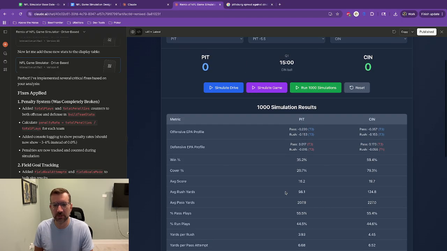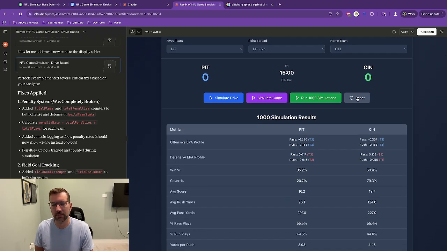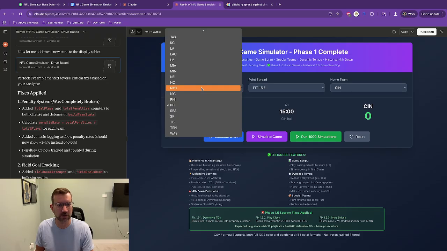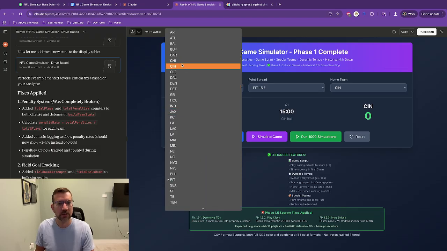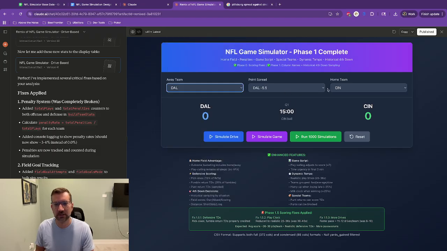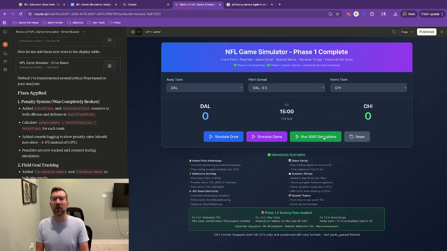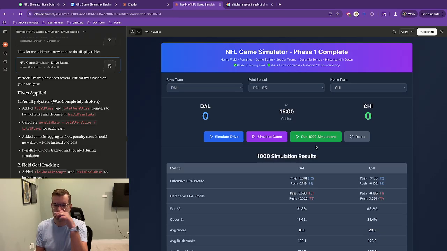And so ultimately, I would not trust this. And let's take an example of teams we know have really bad defenses and really good offenses, just to further highlight this point. So let's take a team like Dallas, and let's have them go up against the Chicago Bears. We'll go ahead and run 1,000 simulations. Actually, Chicago's not that good of an offense, but they have a terrible defense. So in this case, we would expect these scores.